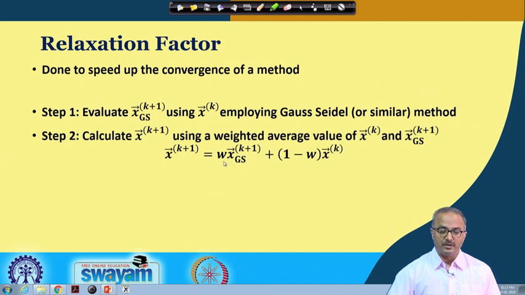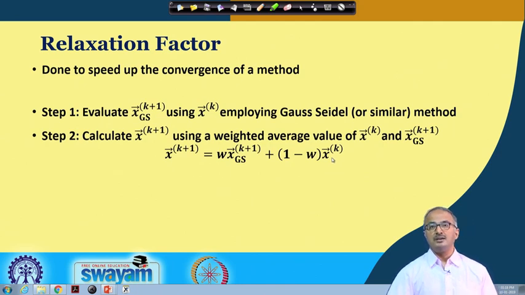Now you see that when W is equal to 0, it means we are not taking action on the present value, so the whole weightage is given to the previous value. And when we take W equal to 1, that means we are not giving any weightage to the previous value; we are putting the whole weightage on the one obtained from the particular solution with any given method. But if we take the W value between 0 and 1, we are giving weightage to both the present value we have obtained and the value from the previous iteration.